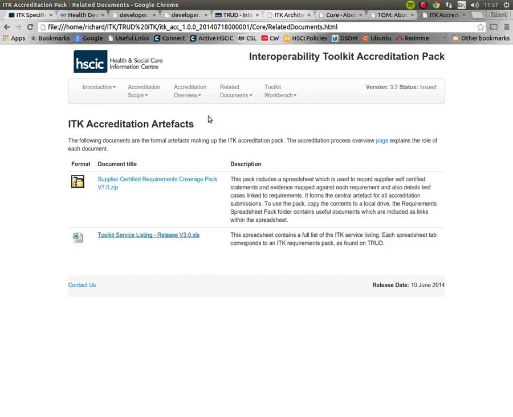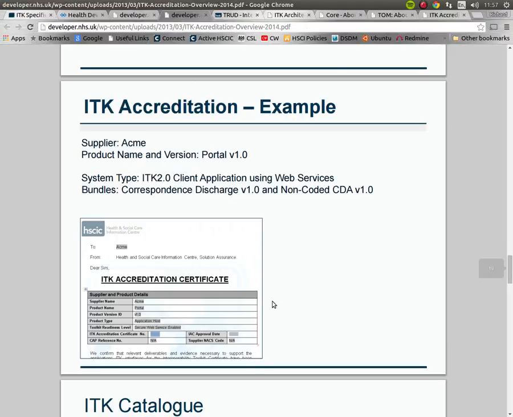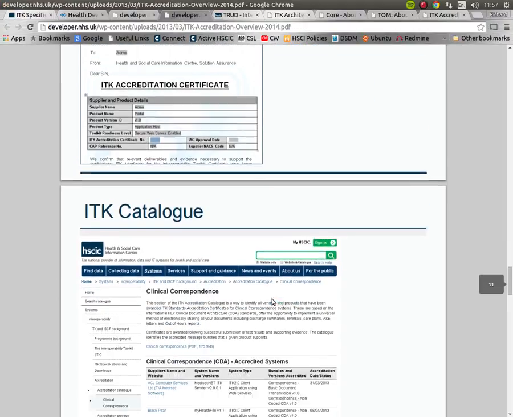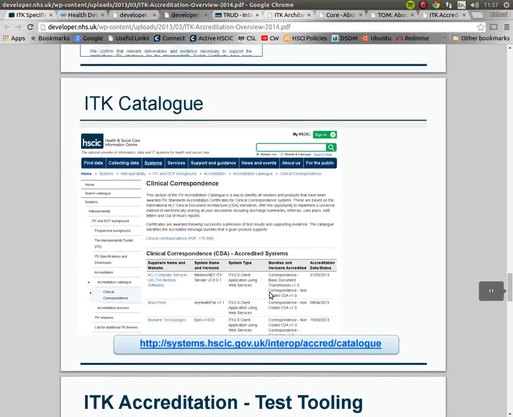Okay, so we go back to the overview. So that's the bundles, and then once the system's been accredited, effectively they go on to the ITK catalogue, and they're detailed there against the specific version. It's down to the implementers, it's down to the supplier themselves to decide as and when they want to update the catalogue.